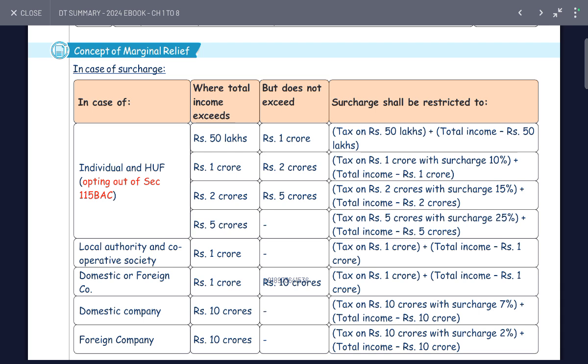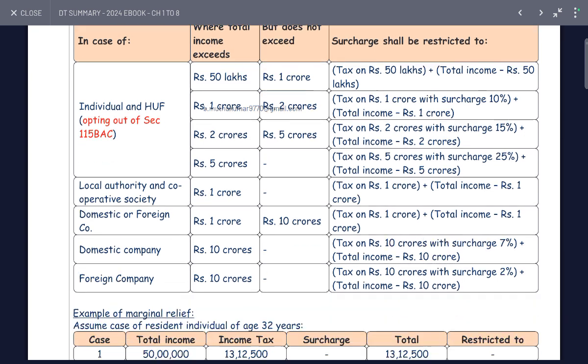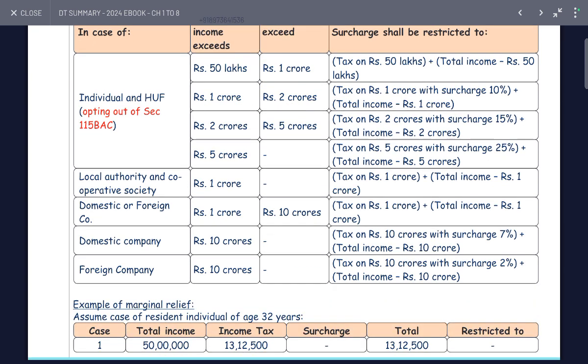Between 1 crore and 2 crores, tax on 1 crore with surcharge of 10%, and more than 1 crore total income, 2% to 5%, such as 2%; 2 crores up to 15%, total income minus 2 crore. And 5 crores or more, tax on total income 5 crores 20% plus total income minus 5 crores.